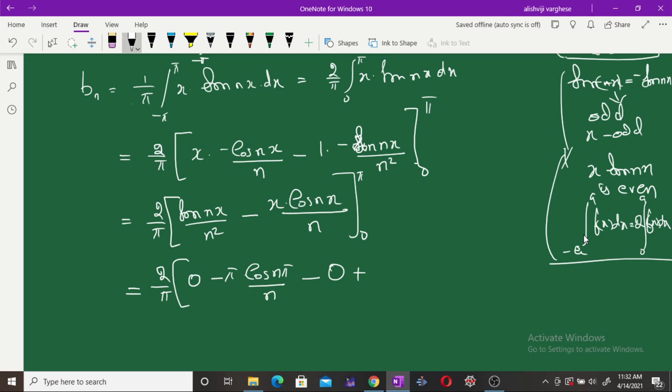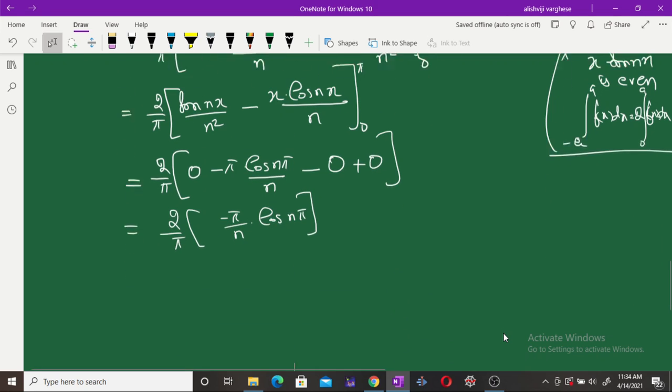then 0 into cos 0, then plus this is sine 0 by n, then it is 0 into cos 0 by n, that is again 0. So the remaining term is 2 by pi into minus pi by n into cos n pi. So that's the value of bn.